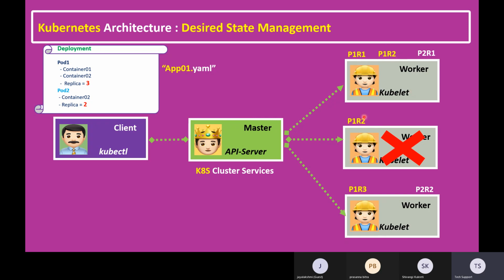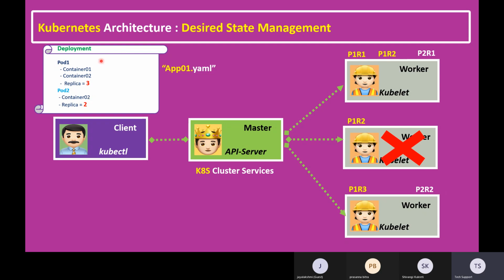Suppose in this diagram, the P1 replica 2 is completely down. This replica is newly created on another worker. This process is created by the master process. So when the pod 1 replica 2 is created, if you see here, we have 3 replicas available and even pod 2 has 2 replicas available.